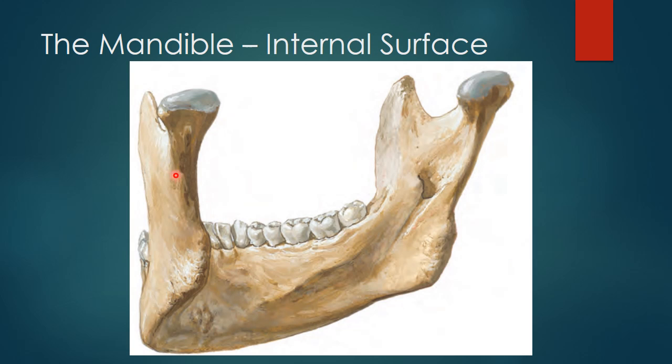Next, the internal surface of the mandible. We will discuss different landmarks that can be seen from this surface. First are the superior and inferior mental spines or genial tubercles. These are eminences found below the area where the two halves of the mandible are joined.